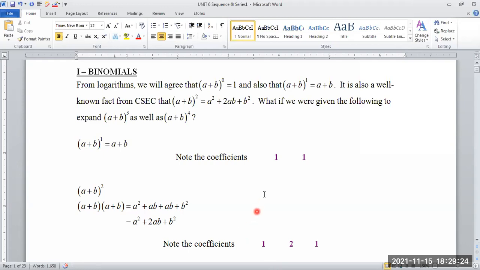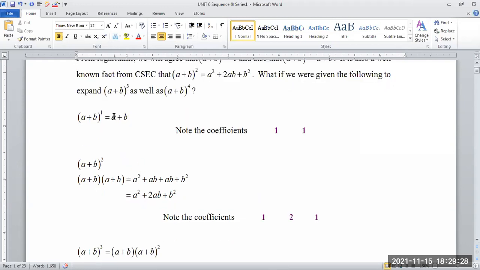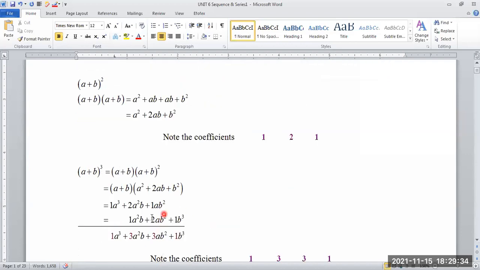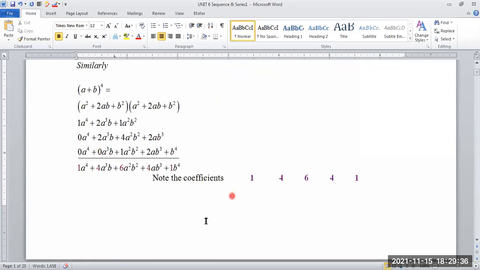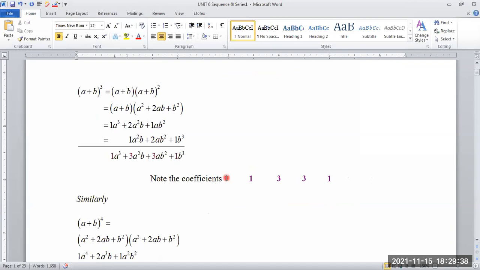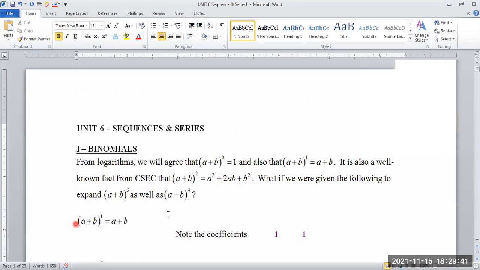1, 2, 1. 1 and 1. So the coefficient is 1, 1. See here? And the coefficient for this is going to be 1, 2, 1. The coefficient for this one is 1, 3, 3, 1. And the coefficient here is 1, 4, 6, 4, 1. Here's one other one that I need to put here.